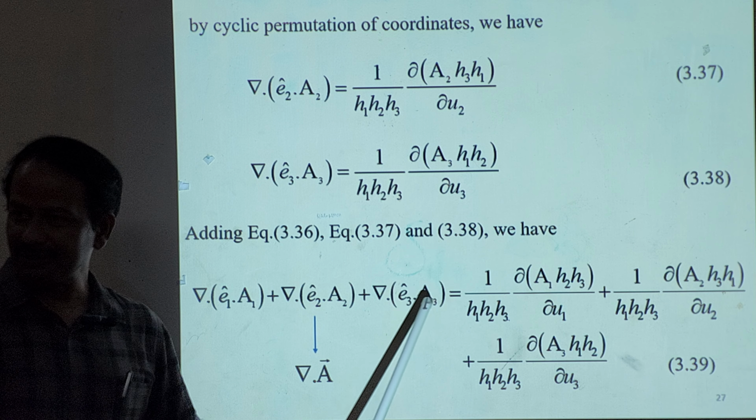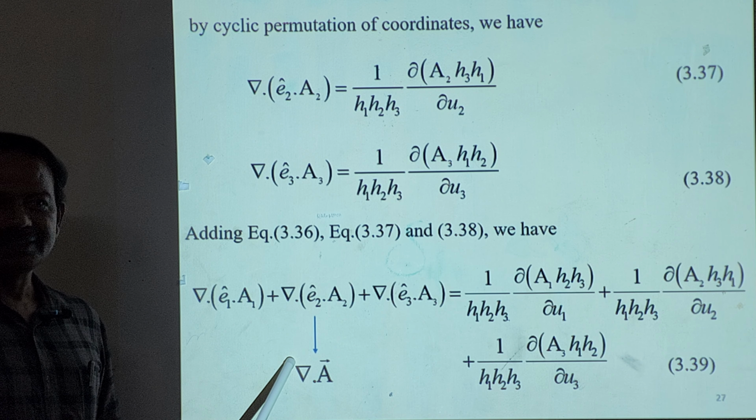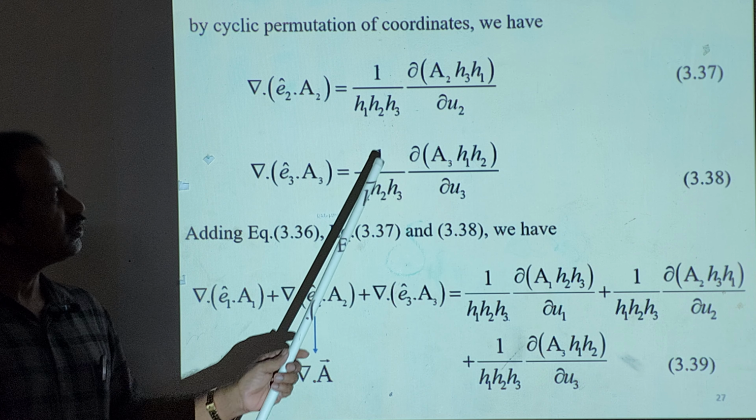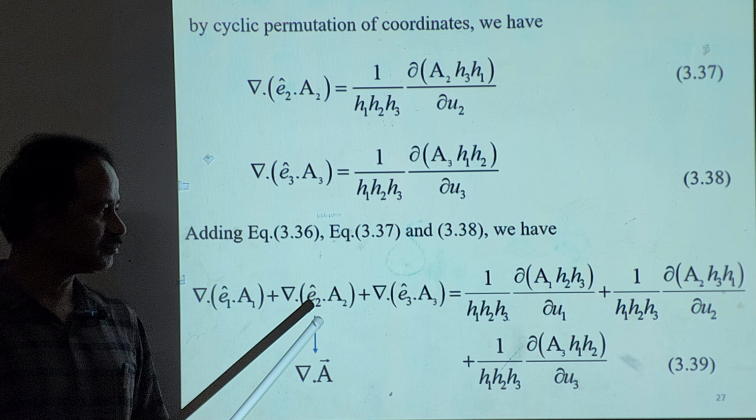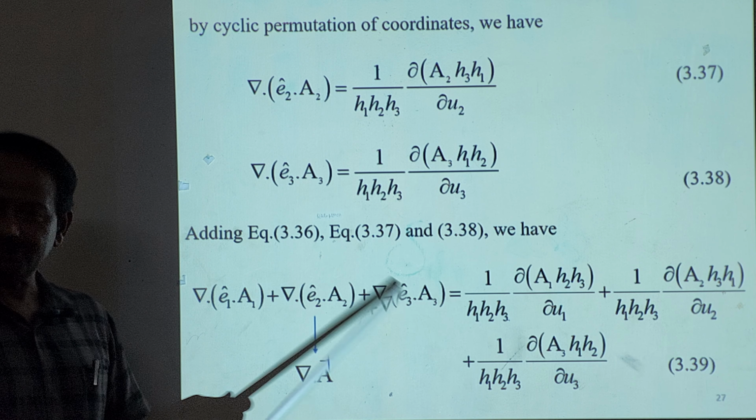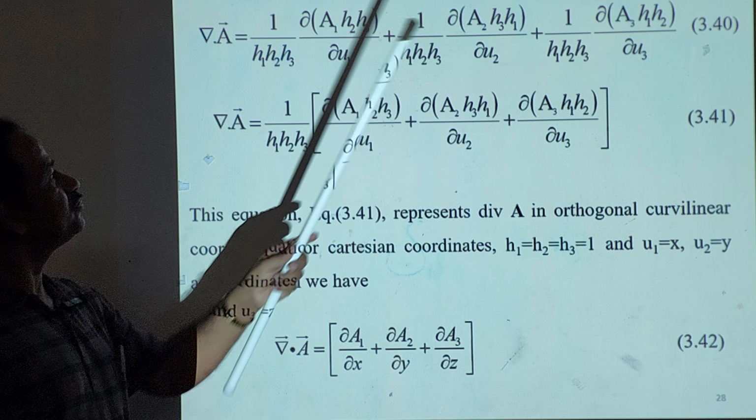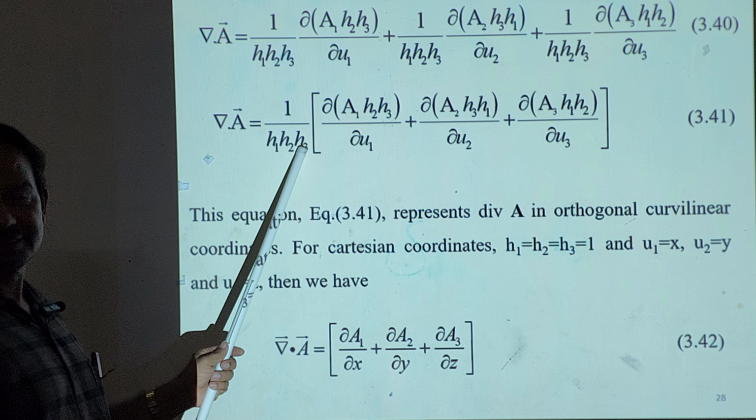Now you are going to add all those things. When you add all those things, this is the expression for del dot A, the divergence of A. So on the right hand side, you are going to add all this. So this is the expression for your divergence. You can pull common terms out, that will give you this.